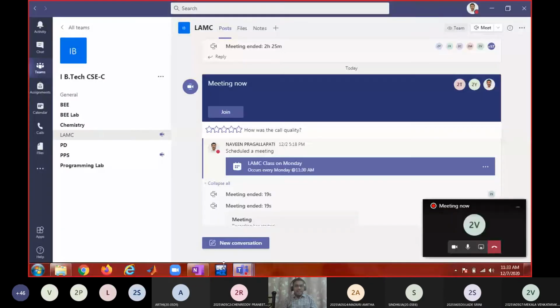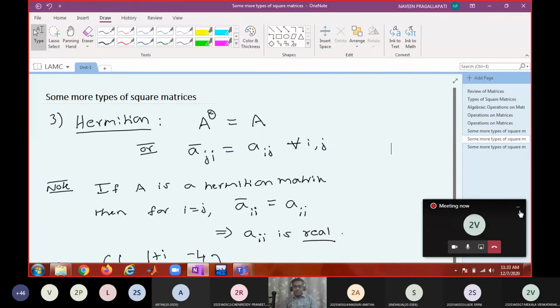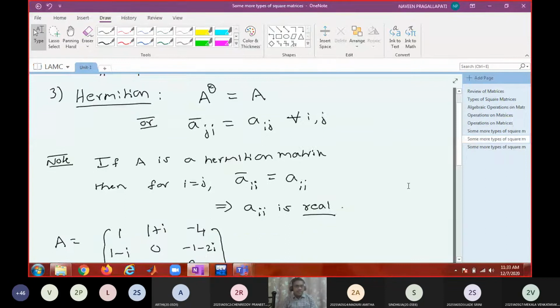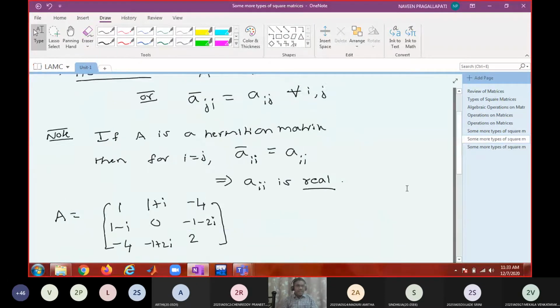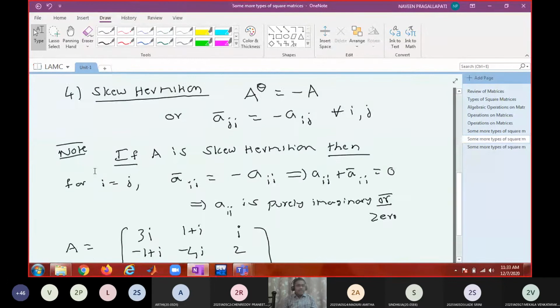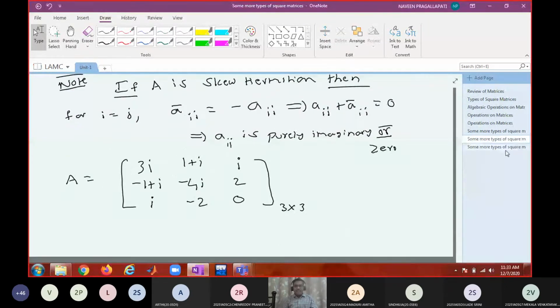So I think I got my OneNote again. I copied and pasted the definitions and operations written on the PPT here. Okay, so after that, we were discussing adjoint and determinant of a matrix.